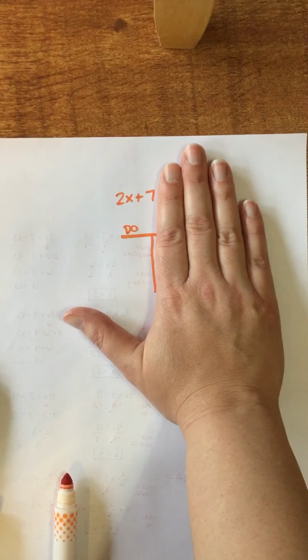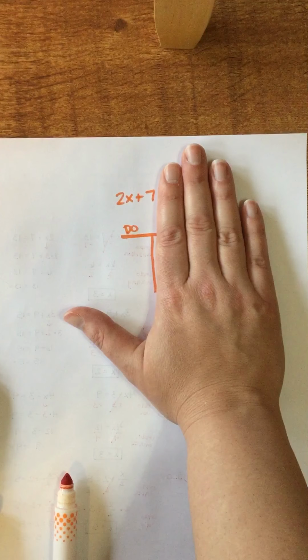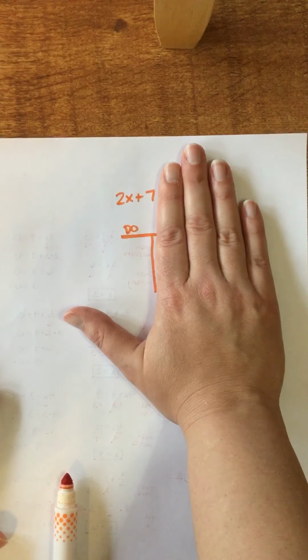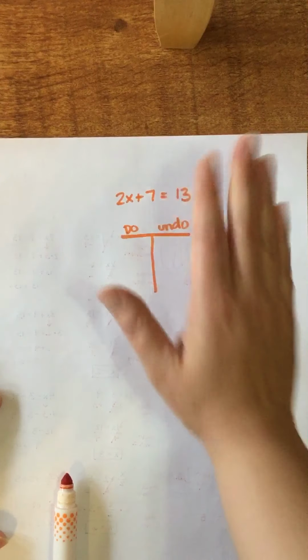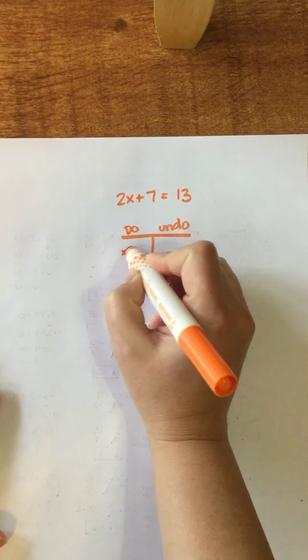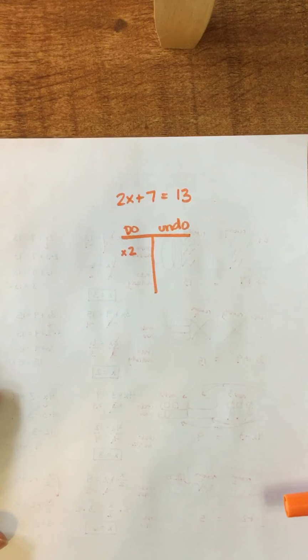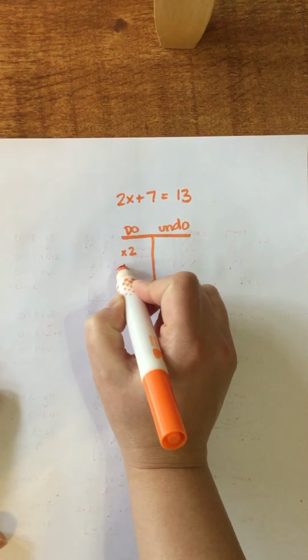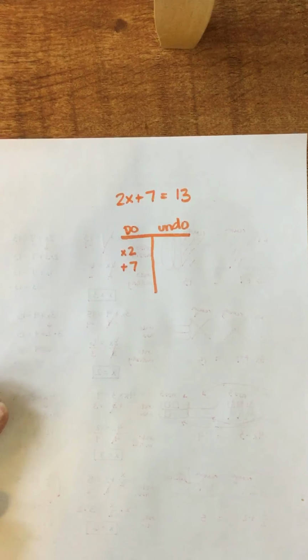Do I see any parentheses? No. Do I see any exponents? No. Do I see any multiplication or division? Yes. I see that x is being multiplied by 2. Do I see any addition or subtraction? Yes. I see that 7 is being added to the x.